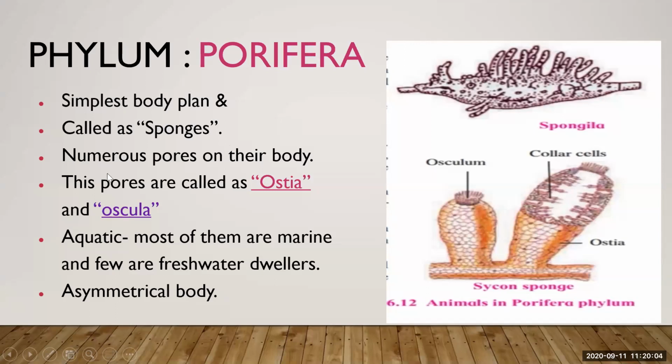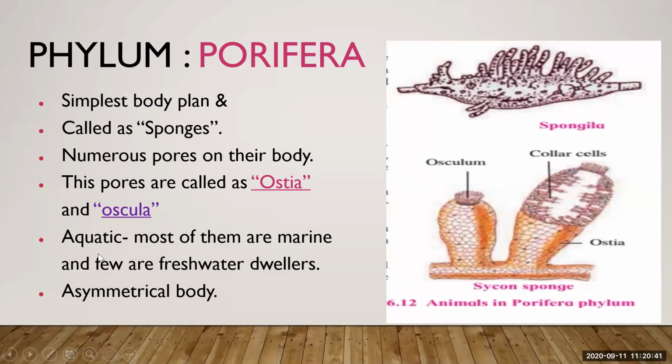They have numerous pores on their body, and those pores are called ostia and oscula. Here you can see all the pores named as ostia, and here there is one opening that is known as the osculum. So these numerous pores of the body are known as ostia. You can get a question like this: what are ostia and oscula? So you can write down: numerous pores on the body of sponges are known as ostia and oscula.